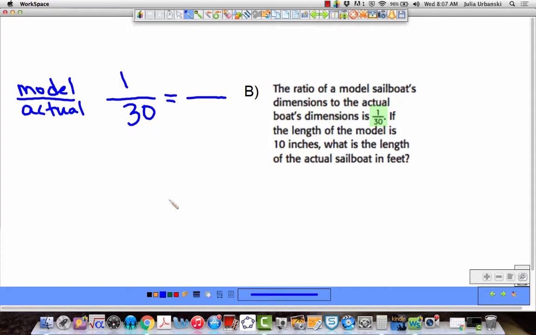If the length of the model is 10 inches, what is the length of the actual sailboat? You have to decide where the 10 goes. Does the 10 go on top or on bottom? The top, yep. The model is on top. The model is 10 inches. And the bottom is the question. What is the length of the actual boat? The question is the variable.